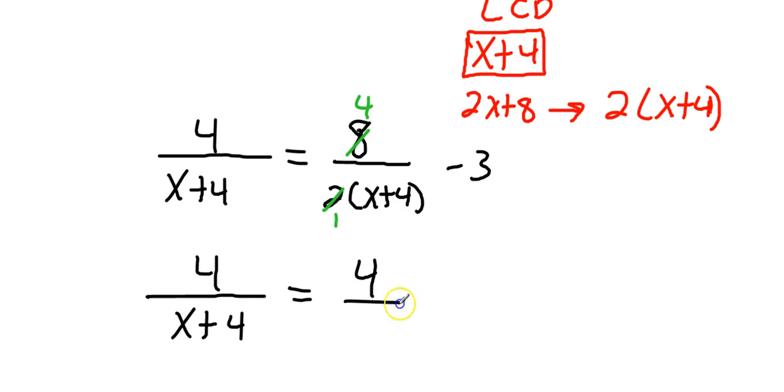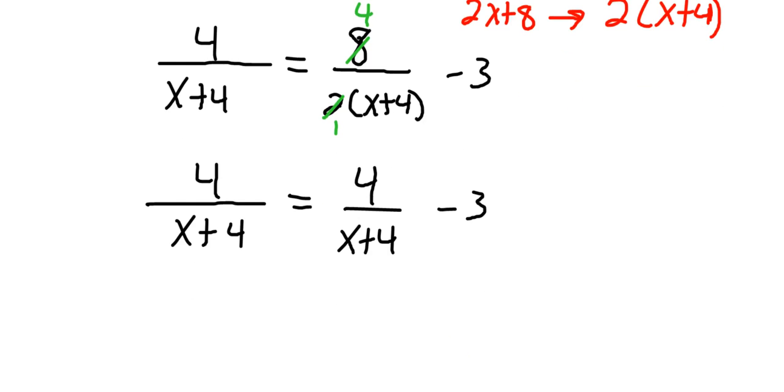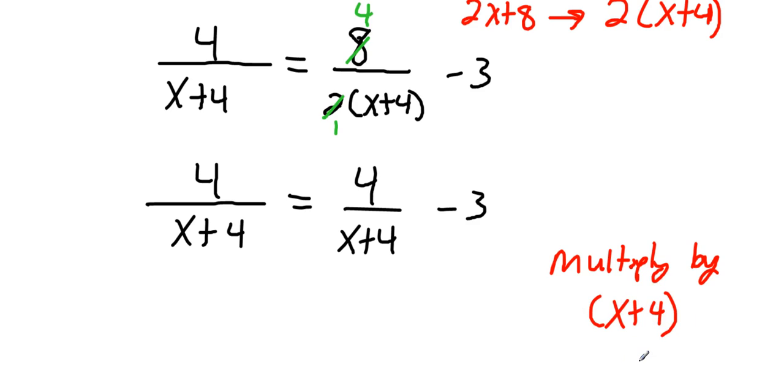equals another 4 over x plus 4. So that now we've factored out the 8 and the 2. Now we've got down to just two fractions, and both of them have the same denominator of x plus 4. So now let's multiply everything by x plus 4. Okay, so we're going to take everything here, multiply it by x plus 4.